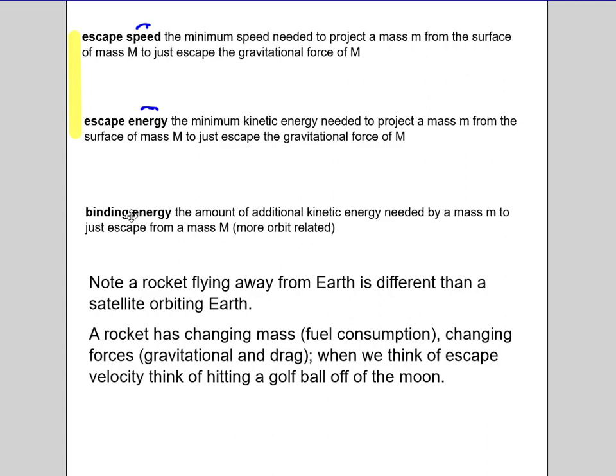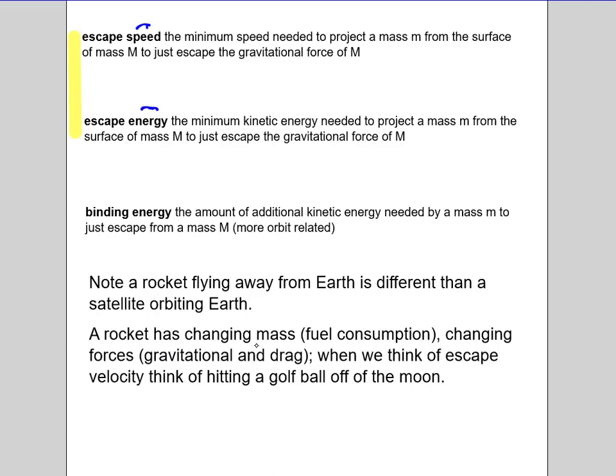And then we have something called binding energy. So that's the amount of additional kinetic energy needed by a mass m to just escape from a mass capital M. That's kind of orbit related. So if you imagine a satellite in orbit, if you gave it just the right amount of binding energy, you could get that satellite to break free of its orbit and travel into outer space further. So please note, we're not talking about a rocket. Rockets flying away are different than satellites. Rockets are not things that are thrown or projected into space. They're very different.